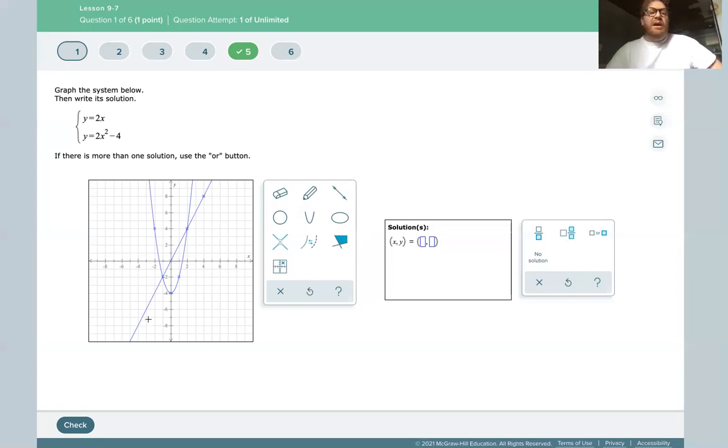Okay, and so now you can see, all right, obviously that I don't work on ALEKS as much as you guys do. There's 2 points where these meet, right here and right here. So all we got to do is we're going to have an OR because we have 2 points. So let's take this first one.